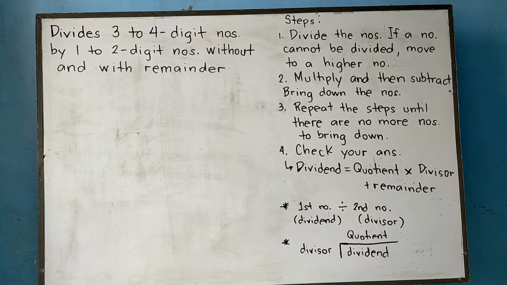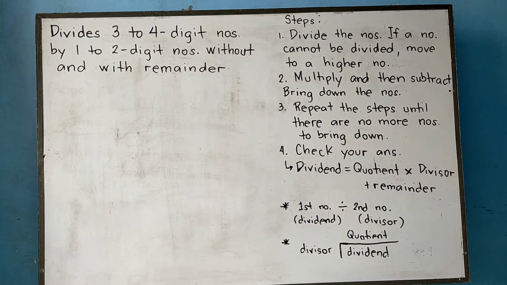What are the steps in dividing numbers? Number 1, divide the numbers. If a number cannot be divided, move to a higher number. Number 2, multiply and then subtract. Bring down the numbers. Number 3, repeat the steps until there are no more numbers to bring down. And lastly, check your answer.